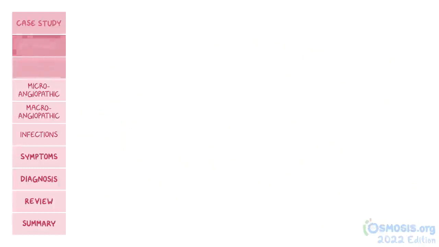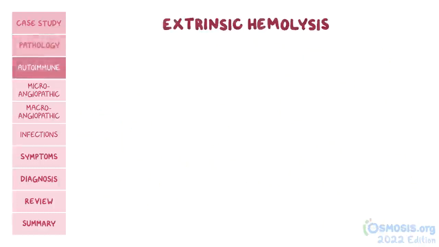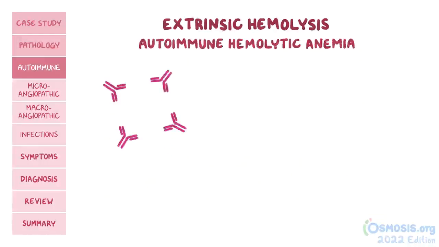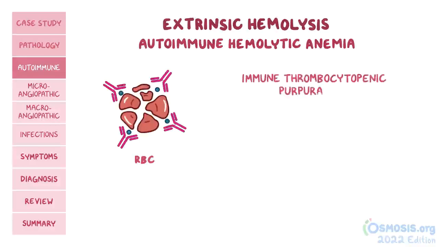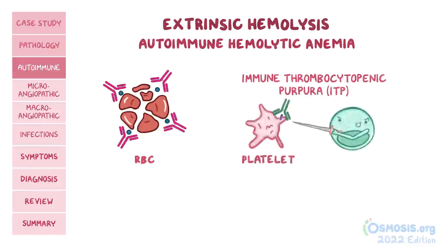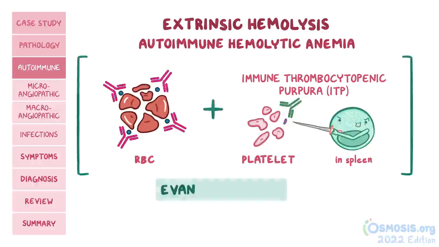Alright, so let's take a closer look at these different extrinsic hemolytic anemias, starting with autoimmune hemolytic anemia, where antibodies and complement are directed against red blood cells, leading to their destruction. It's like the red blood cell equivalent of immune thrombocytopenic purpura, or ITP, a disorder where autoantibodies bind to the platelet receptor and cause them to be targeted by immune cells in the spleen for destruction. In fact, some patients develop both conditions together, and that's called Evans syndrome.